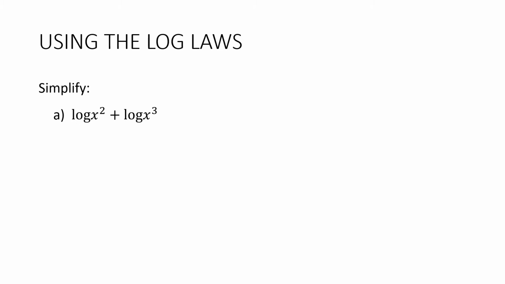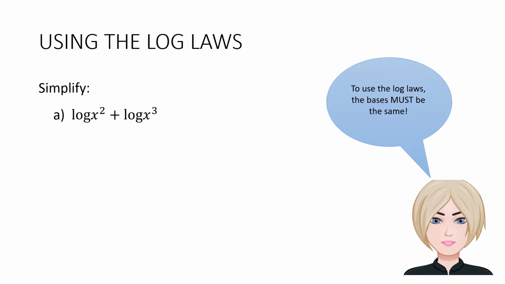How do we simplify log x squared plus log x cubed? Okay, the first thing and the most crucial thing is to check that the bases are the same. Are the bases the same here? Yes, they're both base 10. So our first log law says that when we add logs that have the same bases, we multiply the arguments. So this is equal to log of x squared times x cubed. And x squared times x cubed is x to the power of 5. So that's our answer.